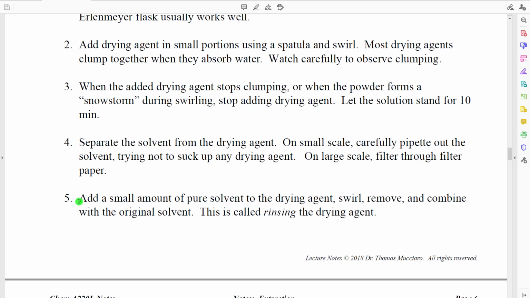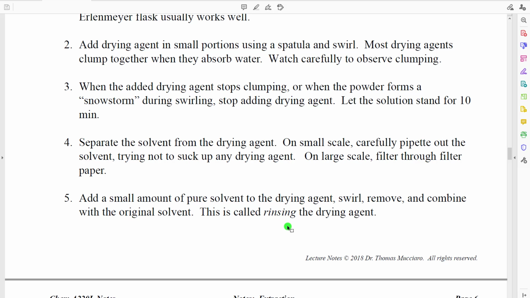So what we will need to do is rinse that drying agent to dissolve up as much of that substance as possible. So to do this, after we have filtered, we add a small amount of pure solvent back to the drying agent, swirl, remove that liquid again, and combine that with our original liquid that we removed the first time. We call this process rinsing.